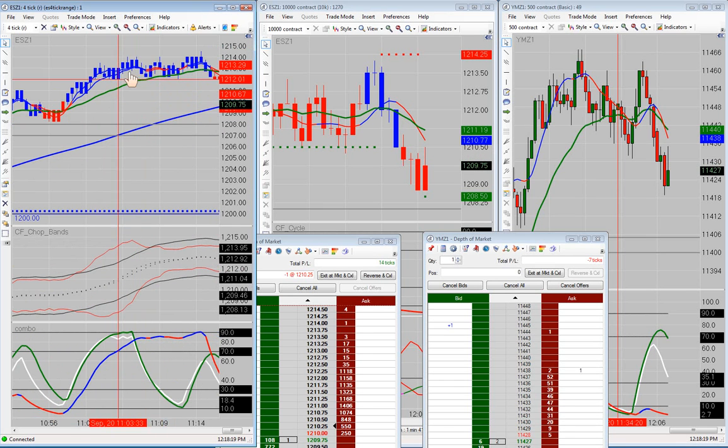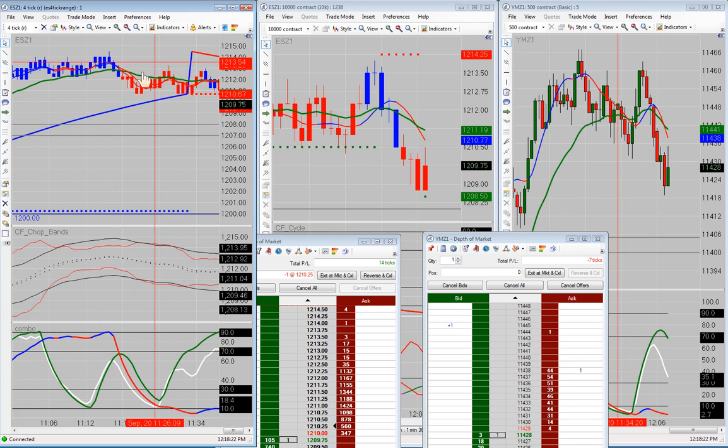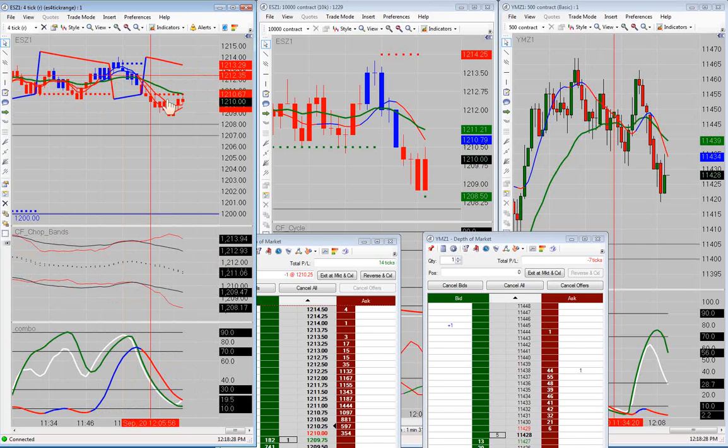Price pulled back up here. We had a double top at the high of the day, so we didn't take that. Then we didn't have a bubble, so we really didn't have any more opportunity here. That brings us to where we are right now, short from right here.